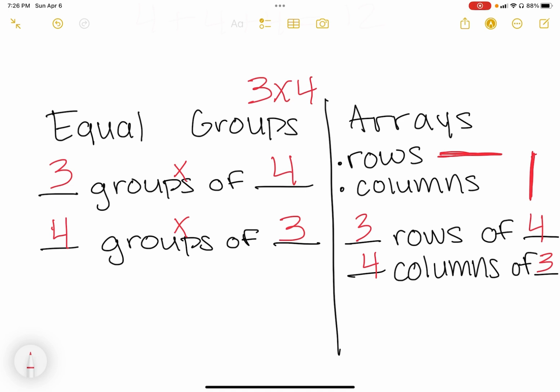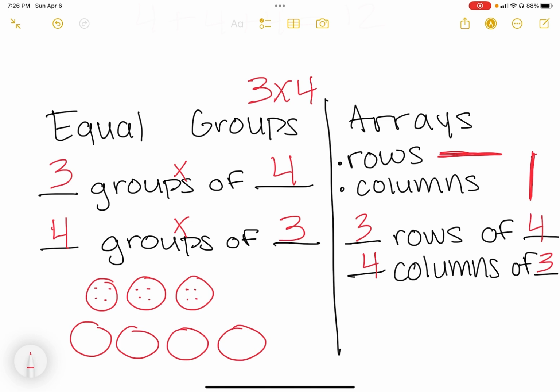Now really quickly, I'm going to go back to the equal groups. I'm going to draw a picture. If I were to draw 3 groups of 4, it could look like this. You could also just put the number 4 in those circles, or I could draw 4 groups of 3. Instead of doing dots for this one, I'm just going to put the number 3 in each, and then you get your total. In each one of those models, I have a total of 12.